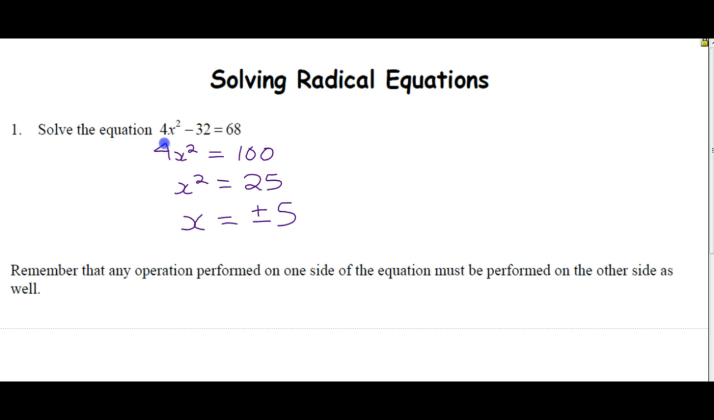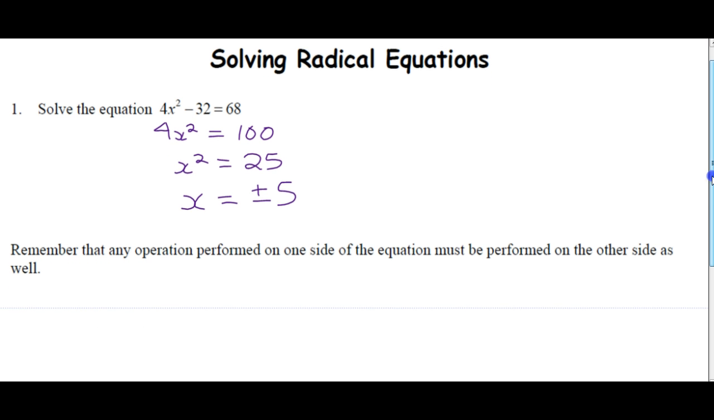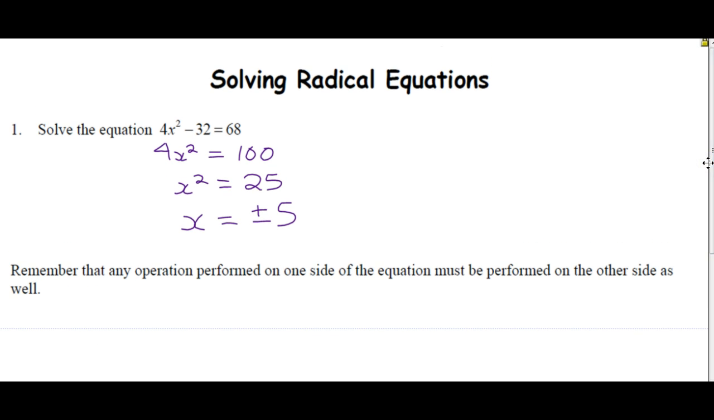When we solve a quadratic, there will be two answers for x. If you graph 4x squared minus 32 as y1 and 68 as y2, there'd be one intersection at 5 and one at minus 5. The important thing here is that any operation performed on one side must be performed on the other side as well. That's how we keep it an equation. We do the same thing to both sides.